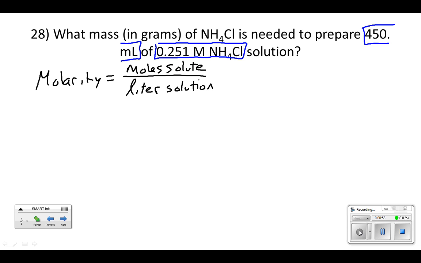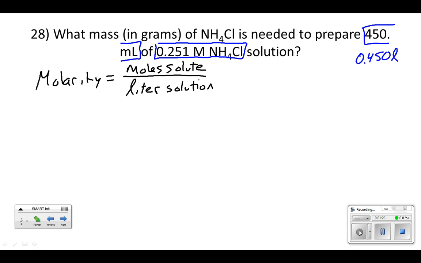450 milliliters. Now, because the molarity problem has liters in it, let's just right now make this conversion. 450 milliliters, if we recognize that there are 1,000 milliliters in a liter, then we can just move this decimal point 3 to the left and get 0.450 liters of solution.